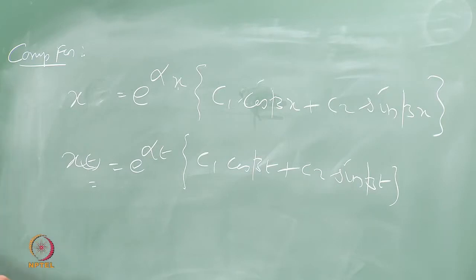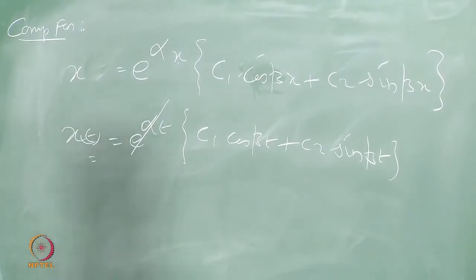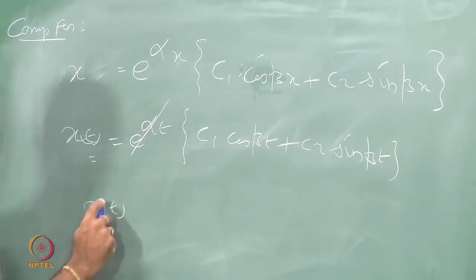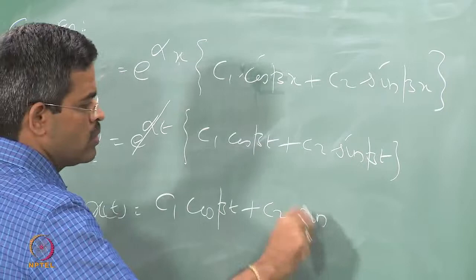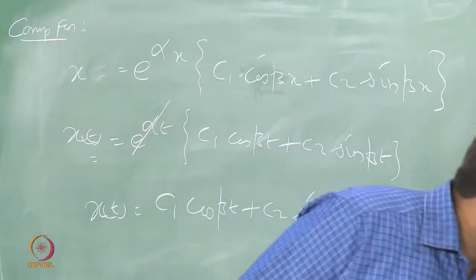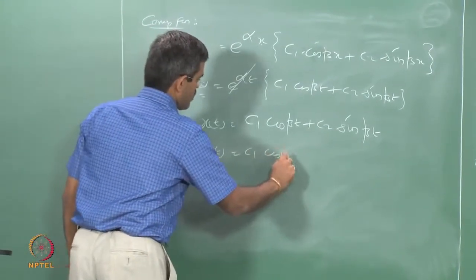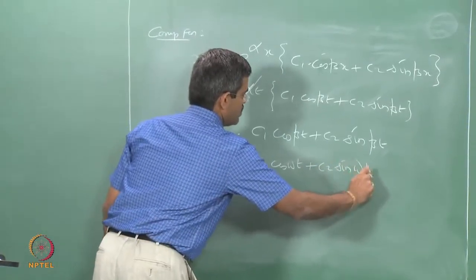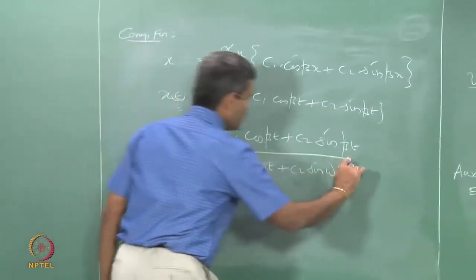And we know alpha is 0 in our case, there is no real component. So, x of t simply becomes C1 cos beta t plus C2 sin beta t. Beta in this case is nothing but omega. So, x of t is C1 cos omega t plus C2 sin omega t. Let us call this equation 1.